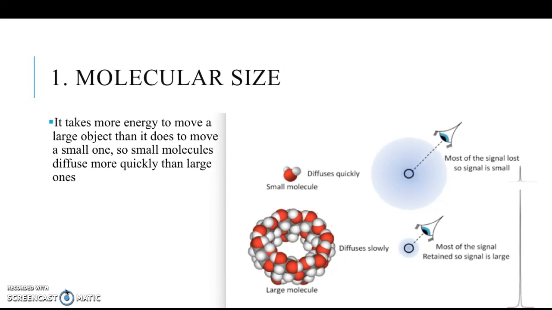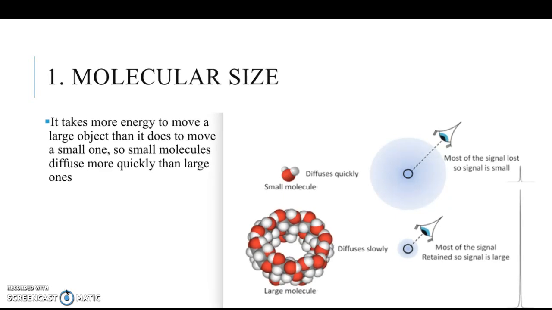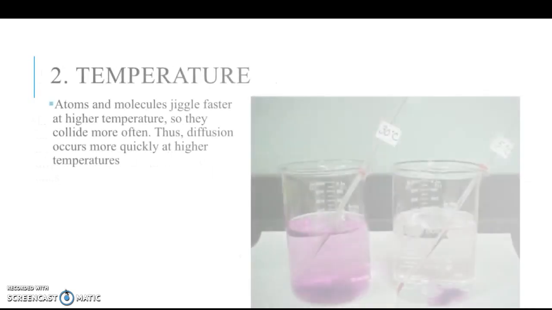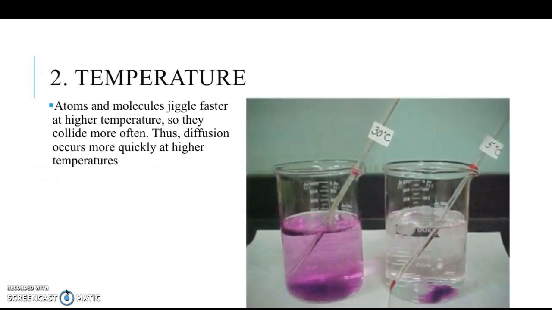One, molecular size. It takes more energy to move a large object than it does to move a small one, so small molecules diffuse more quickly than large ones. 2. Temperature. Atoms and molecules jiggle faster at higher temperature, so they collide more often. Thus, diffusion occurs more quickly at higher temperatures.